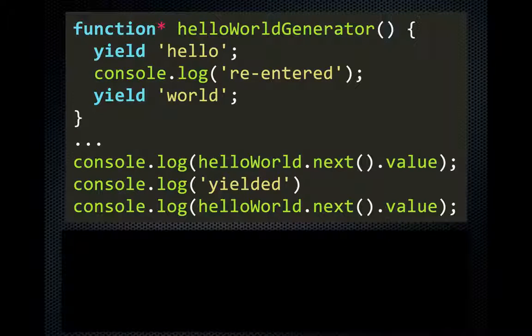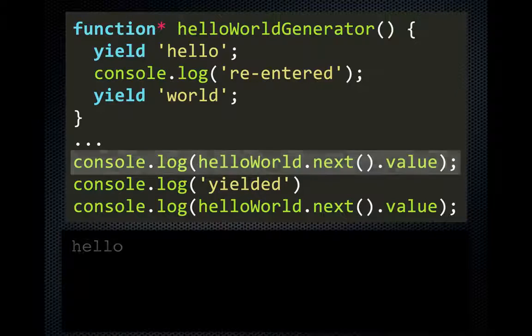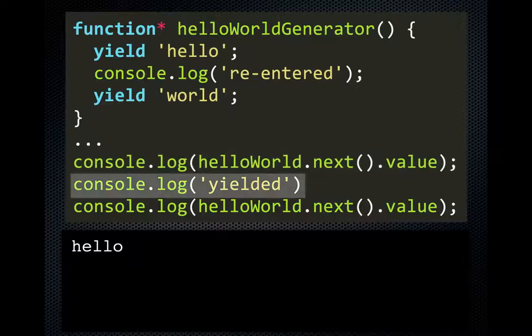Now I'm going to run through that again, just with a couple of logs, just to make it really clear what's happening. When we run our program, we call next on the hello world object. That enters the generator function, it yields up hello, and then it immediately returns. Note that the following console.log re-entered didn't get called yet. We'll get the value and log it, we see hello. And just to be 100% clear as to where we're at, we're going to log that we yielded.